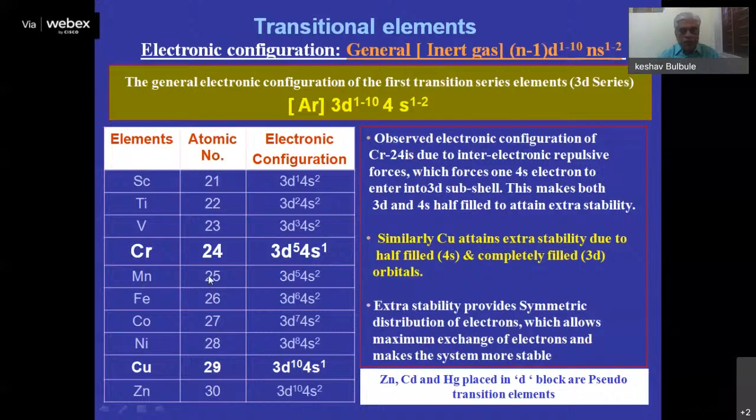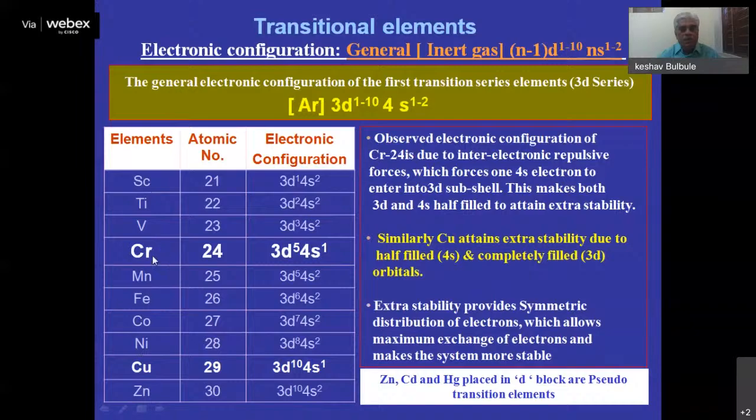Similarly, manganese 25th electron enters into the d subshell. Likewise, up to nickel. When you look at the electronic configuration from scandium to nickel, the second digit of the atomic number is the number of electrons present in the d subshell. Second digit is 1, here it is 1. Second digit is 2, here it is 2, and so on, right?